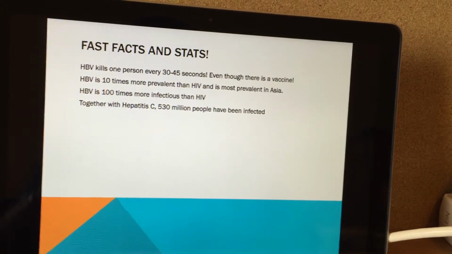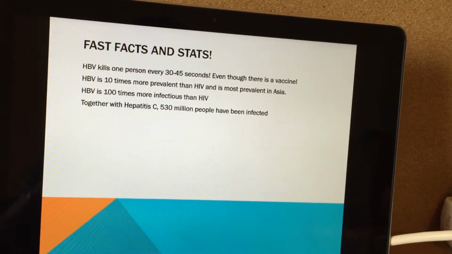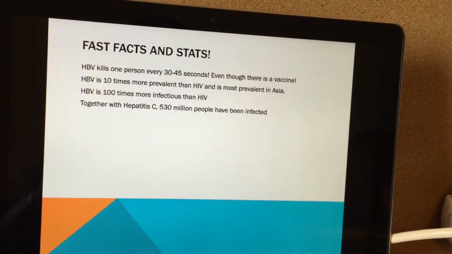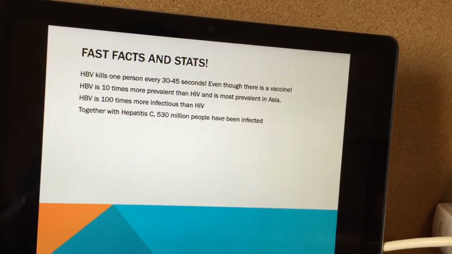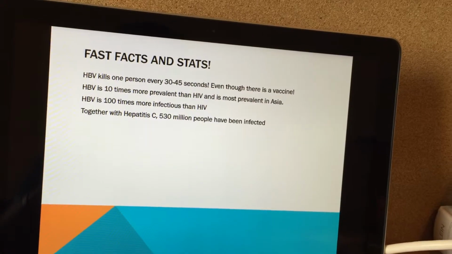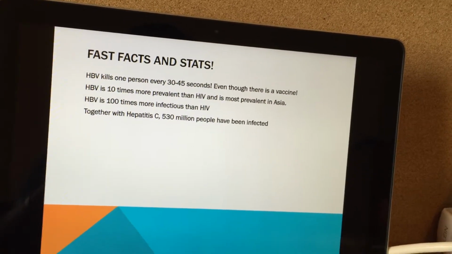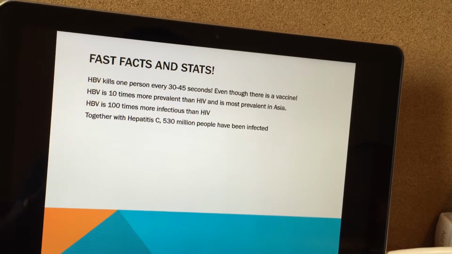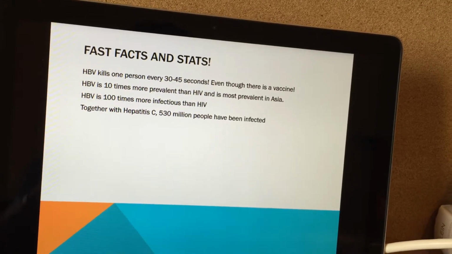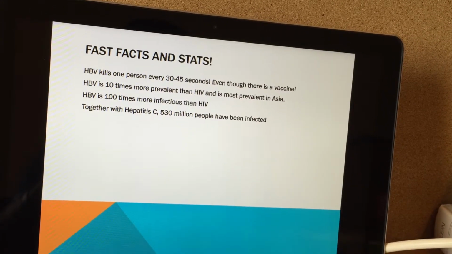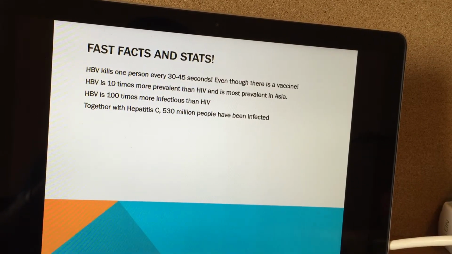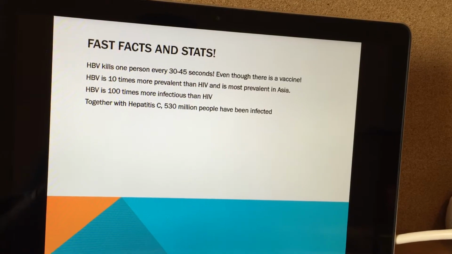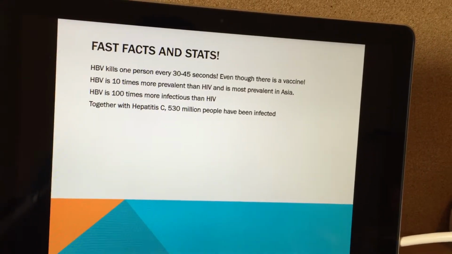And a couple of fun facts about hepatitis B: it kills one person about every 45 seconds. It is a lot more famous than HIV and also a lot more infectious than HIV. And together with hepatitis C, there are about 530 million people that have been infected with hepatitis B.